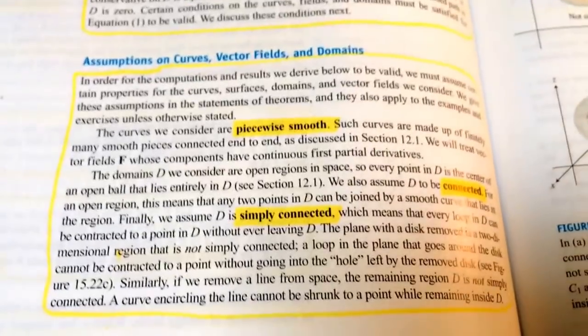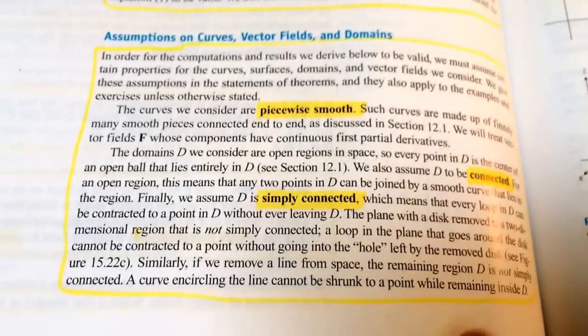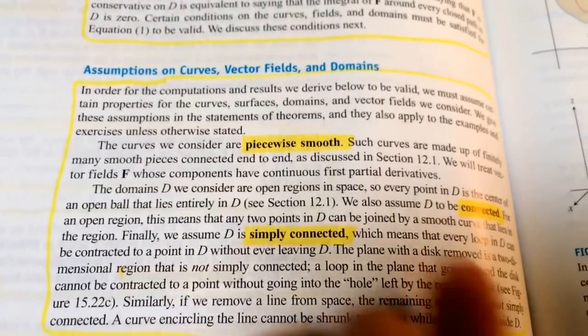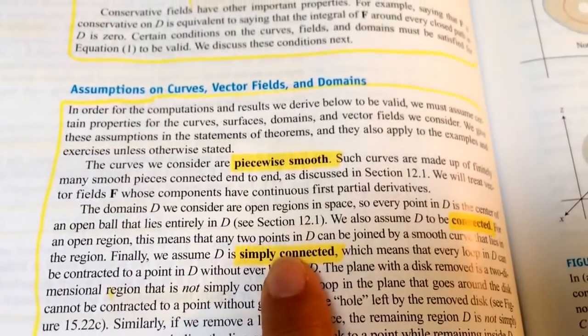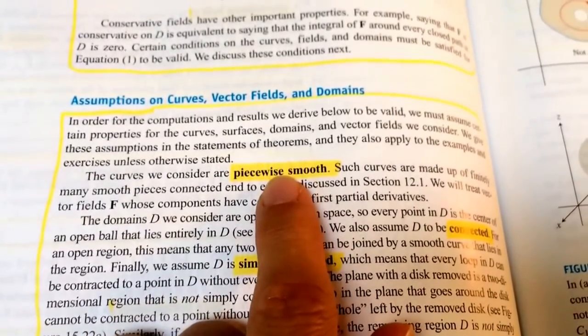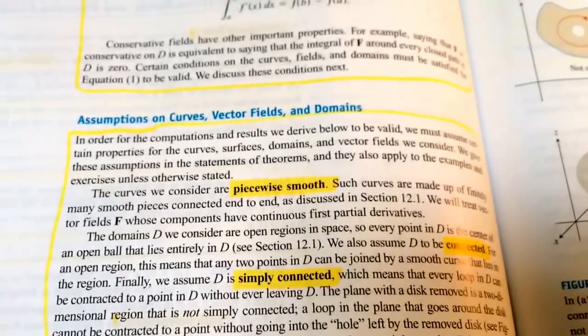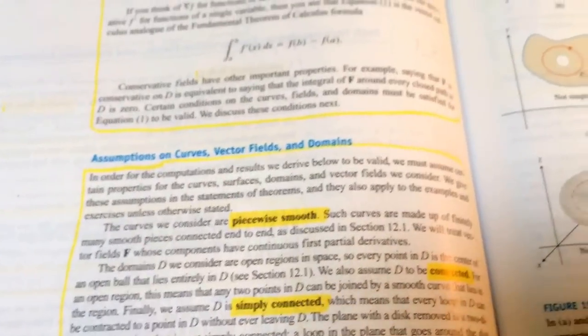Then they have a couple definitions down here. So definitely read this whole thing. There's a lot of stuff to read in this section, but I'm just going to go over the definitions really quickly. I highlighted them so you can see them. Piecewise smooth we've talked about before. Smooth, if you remember, I think I have the definition here in my notes.